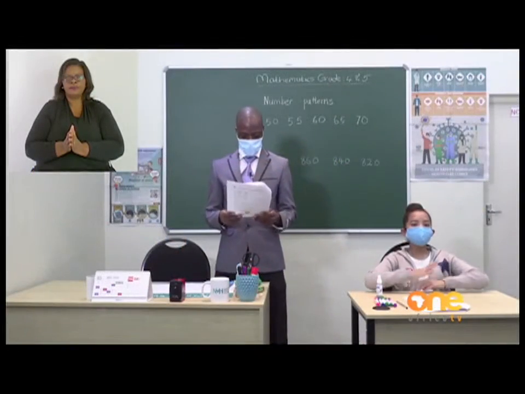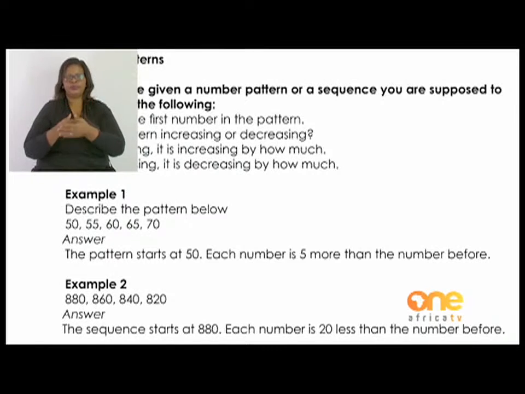Let us go to page 13 on the bottom. It's written number patterns. When you are given a number pattern or a sequence, you are supposed to take note of the following. First, identify the first term, the number which is written first. Then see whether the pattern is increasing or decreasing. If it is increasing, take note of the number by which it is increasing. The same applies when it is decreasing.